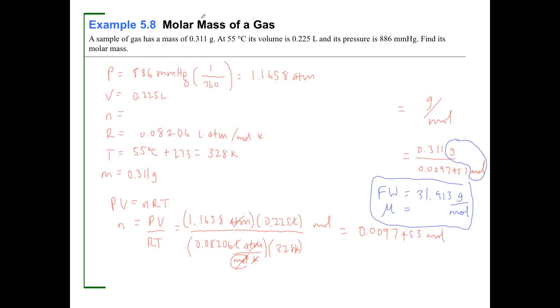I think I gave too many sig figs here. There's 3 sig figs, 3 sig figs, 3 sig figs, and 3 sig figs. This looks like 2, right? But it goes to 3. So if this goes to 3 sig figs, I should report this as 31.9 grams per mole.